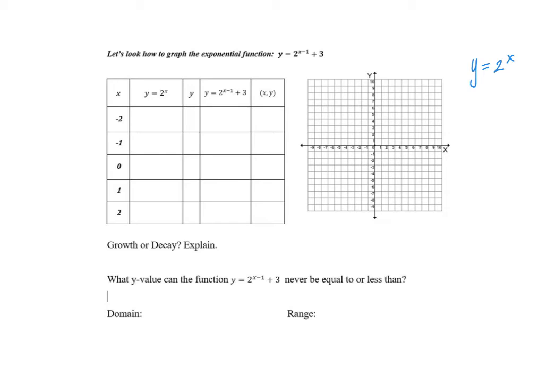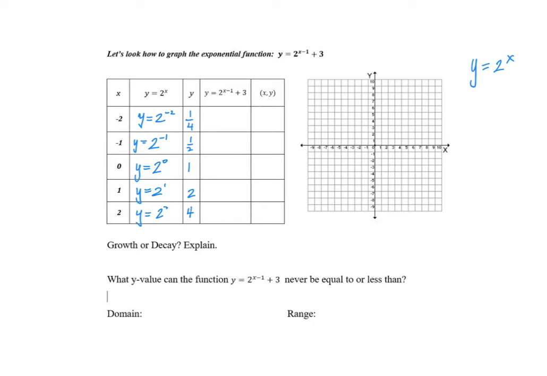So when I plug -2 in, I have y equals 2 to the -2nd. 2 to the -2nd is going to give me 1/4. All right, when I plug -1 in, that gives me 2 to the -1st. 2 to the -1st is going to give me 1/2. When I plug 0 in, again, anything to the 0 is 1. When I plug 1 in, we all know 2 to the 1st is going to give me 2. And plugging 2 in, 2 to the 2nd should give me 4.